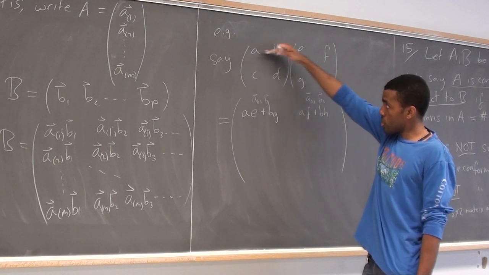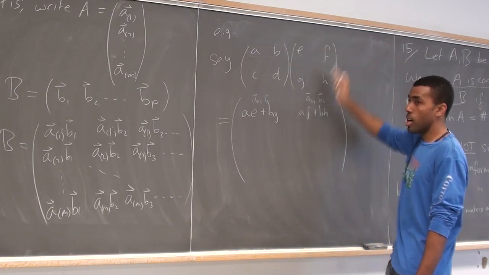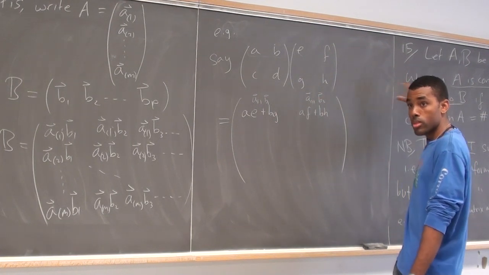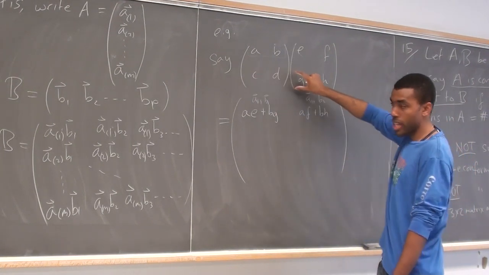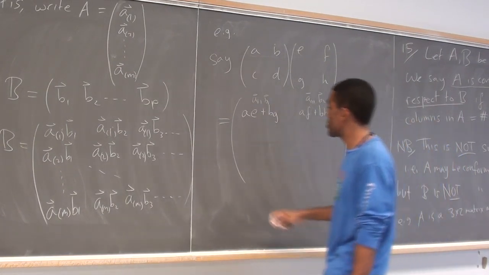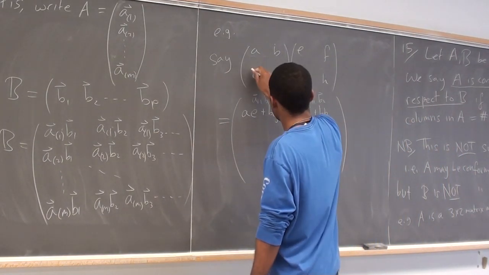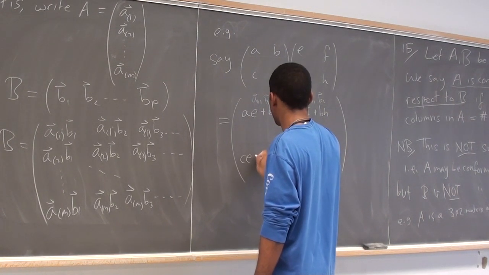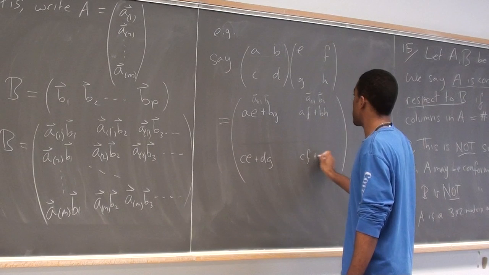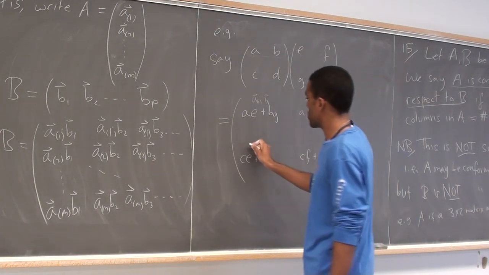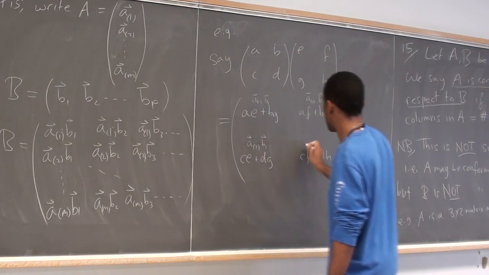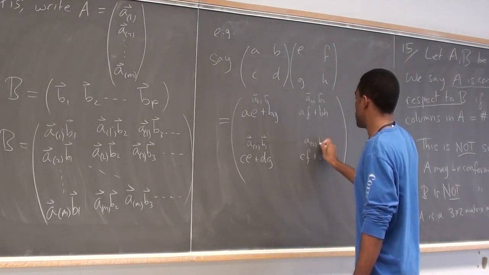Once you take the first row of the first matrix and go through all the columns of the second matrix, each one of those gives you a different number in the first row. Then you repeat the process with the second row of the first matrix, and that's going to give you numbers in the second row. So then you take CE plus DG and CF plus DH. So this is A2B1, A2B2.